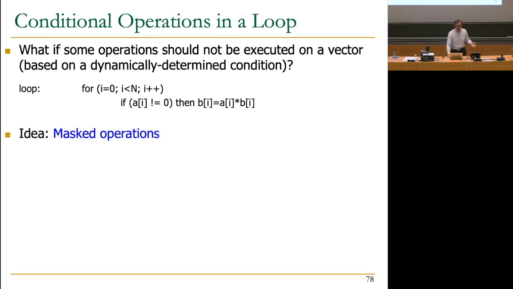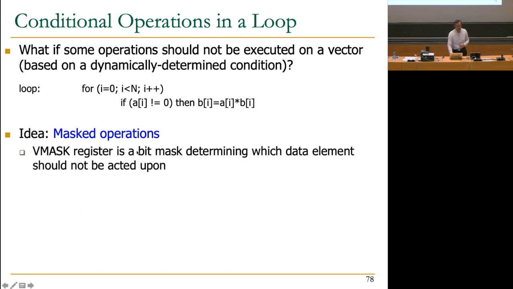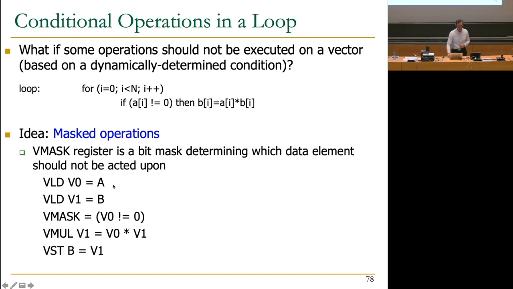So basically, the idea is to use masked operations. You set the vector mask register. It's a bit mask determining which data elements should not be acted upon. So this is how you would translate this code. You vector load V0, V1, A, and B, as we normally do. And then we set the vector mask register by checking whether each element of vector 0 is not equal to 0, based on this condition. This sets the vector mask register. Elements corresponding to not equal to 0 being true are set to 1. And everything after this takes effect depending on this vector mask.